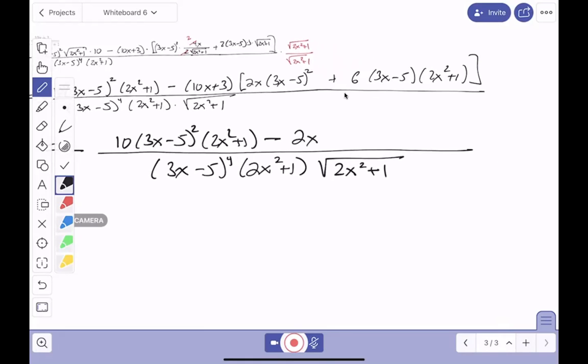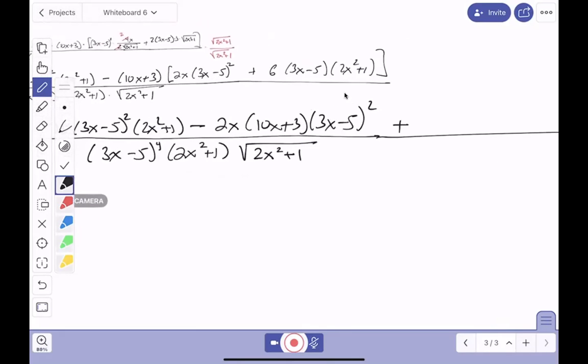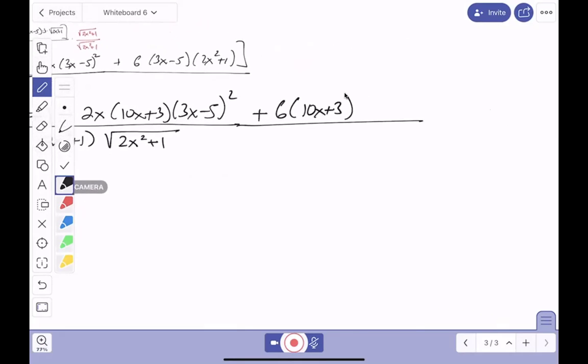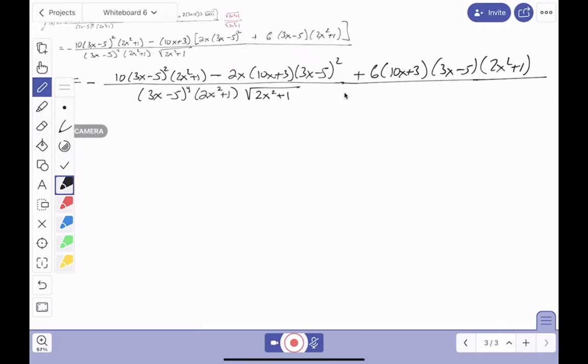2x, 10x plus 3, 3x minus 5 squared, plus 6, 10x plus 3, 3x minus 5, 2x squared plus 1. All right, it's work, and I don't like this work.